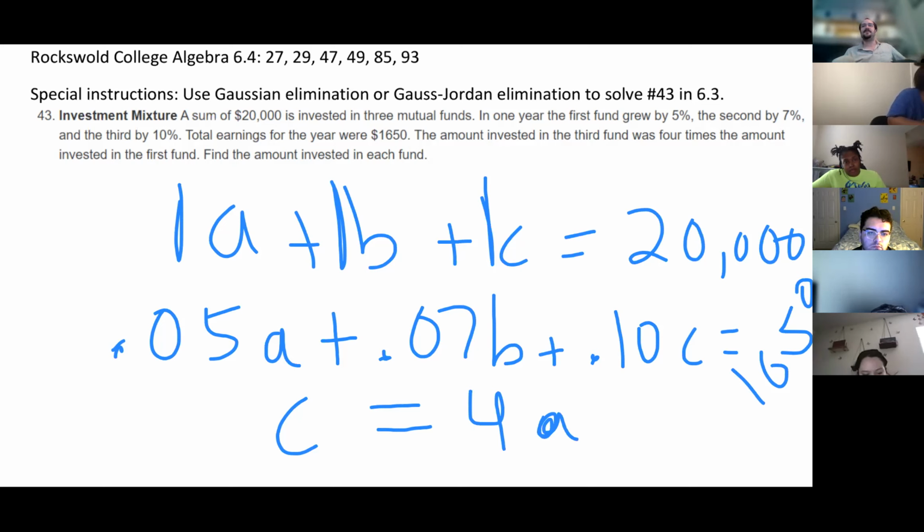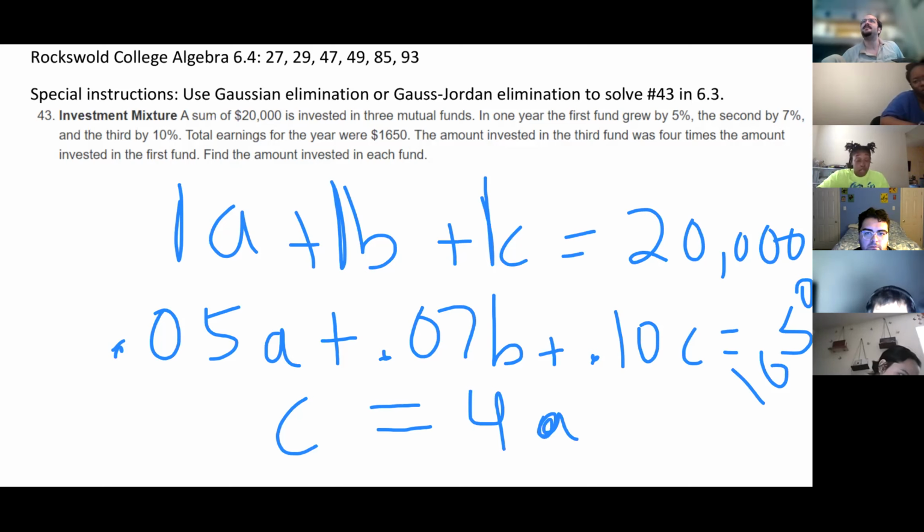And so we've got to move things over a little bit to put this into standard form. What do I want to move? Teacher, can you go back? Why did you say C equals 4A? For me, I think for the whole equation we need to put it times 4.